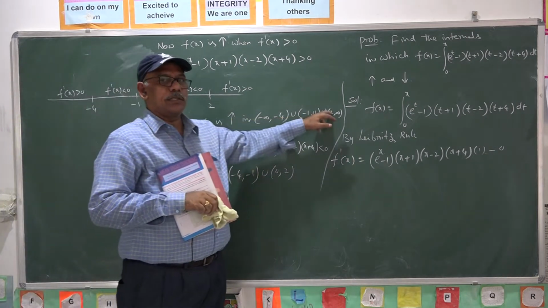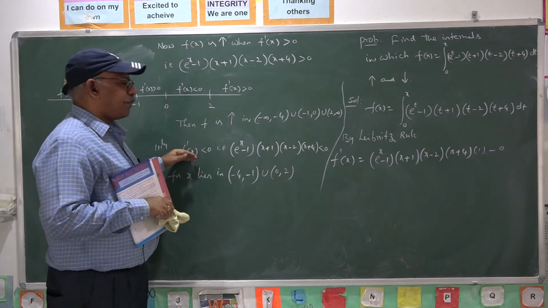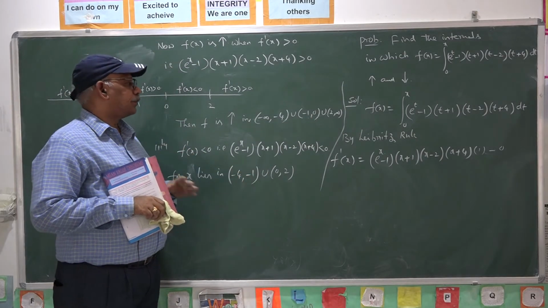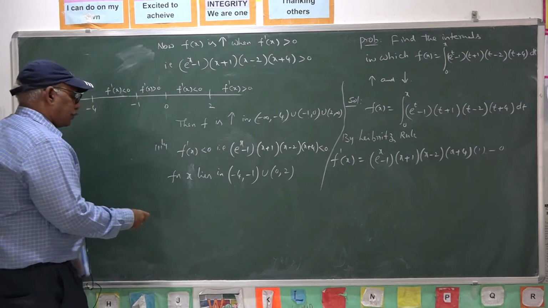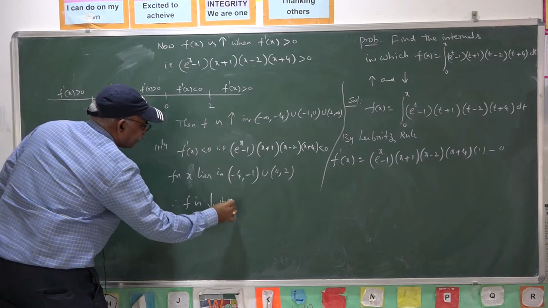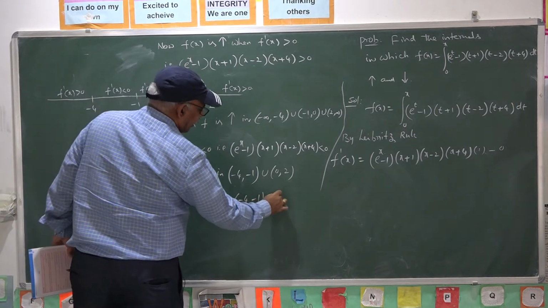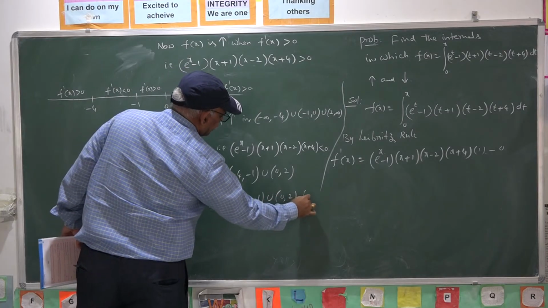F is increasing whenever x lies in these intervals. F is decreasing in this interval. So f is therefore decreasing in minus 4 to minus 1 union 0 to 2 follows.